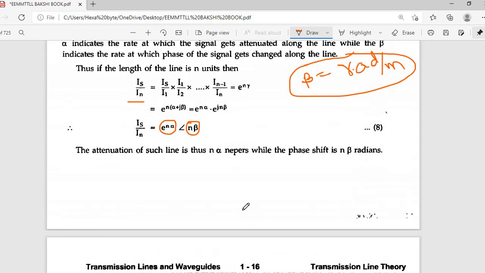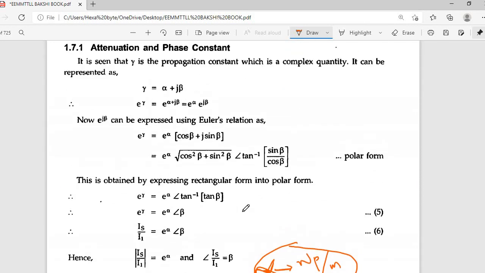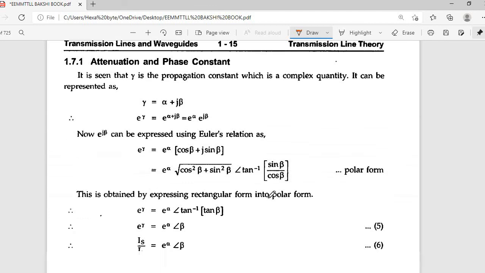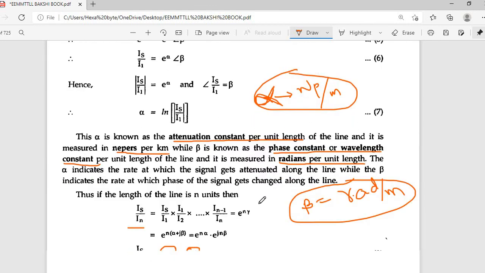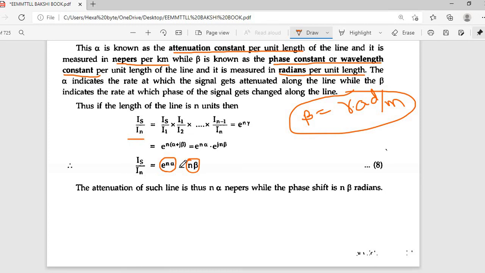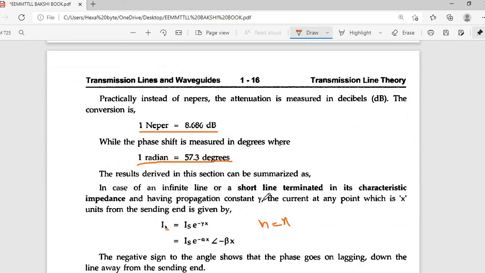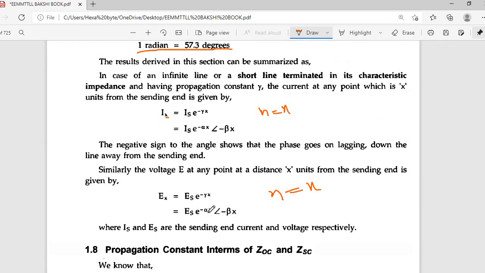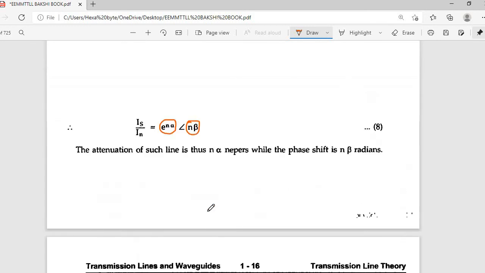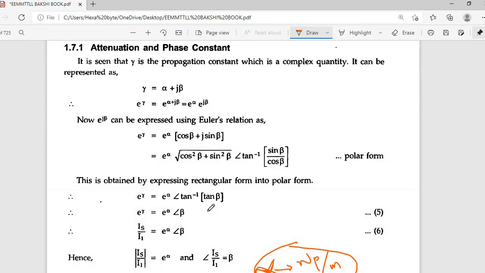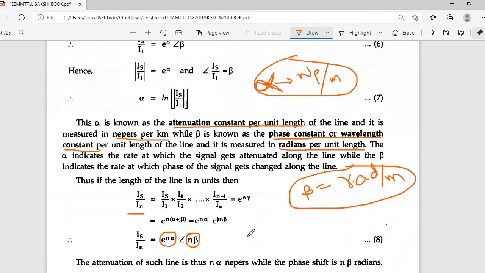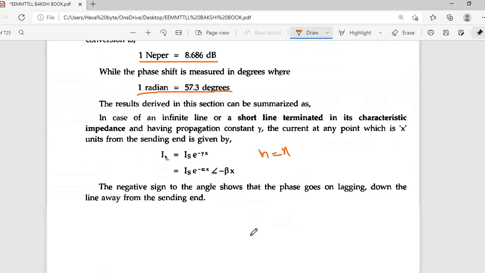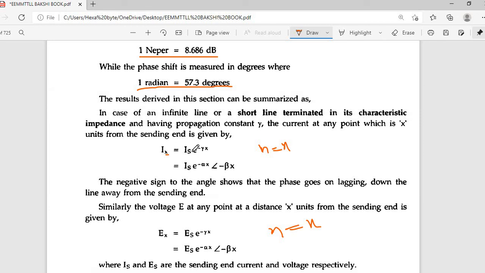So finally, what we concluded here today: the attenuation constant and phase constant are such that Is by In is equal to e power n alpha, the attenuation constant, at an angle of n beta. Similarly, for voltage, Es by En is similar. Here Ix by Is is equal to e power minus gamma x. Same is correlated.